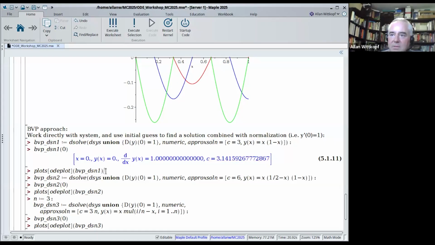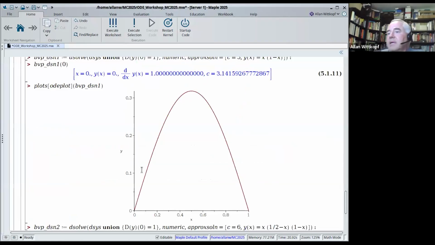Okay, so we can plot it. And yay, same solution we had before. No big surprise there.